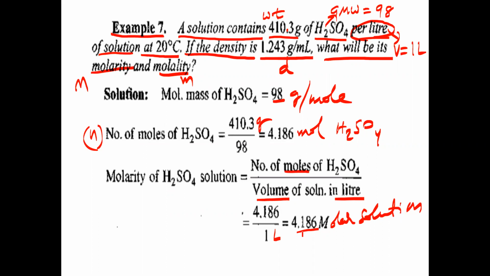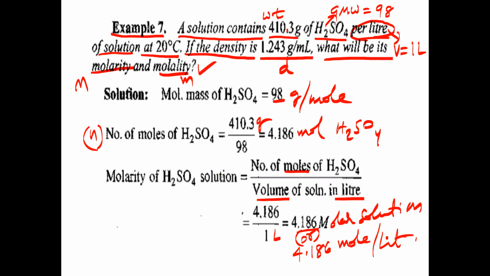So 4.186 molar means how many moles in 1 liter? The same thing, how do we write it? 4.186 moles per liter. So this way we calculate the molarity.